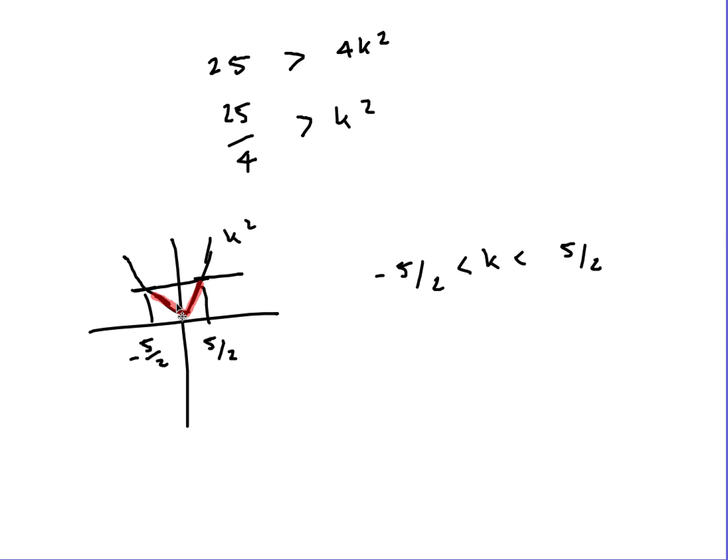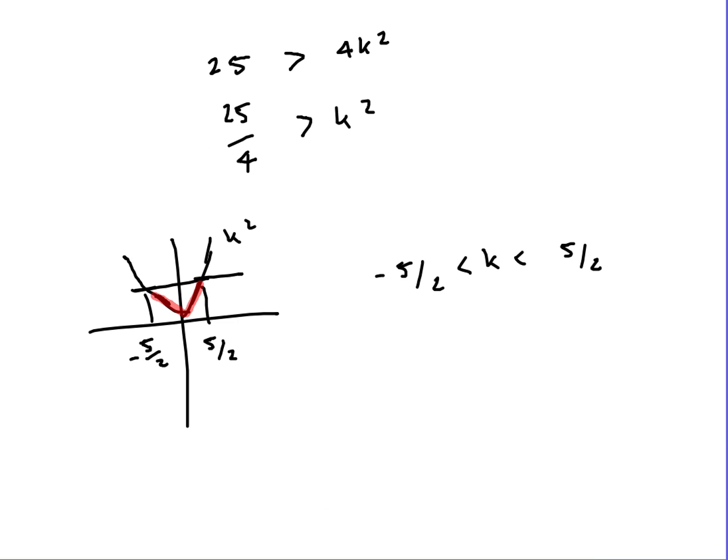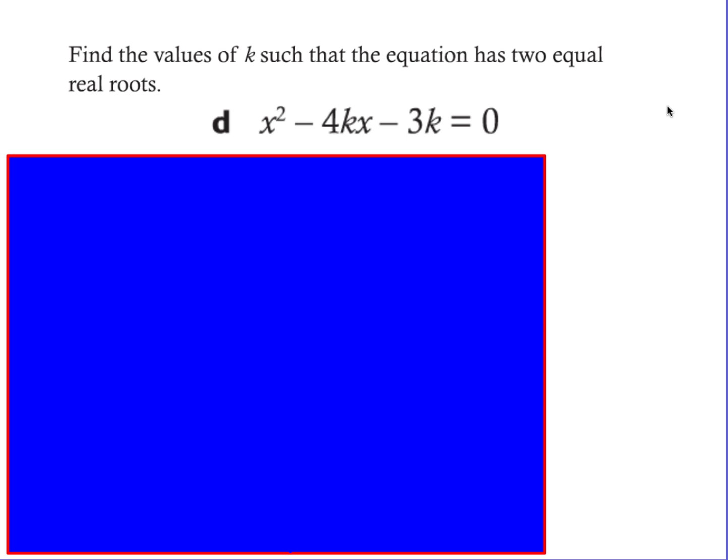Remember, this is not the real quadratic. This is just simply to help us solve the quadratic inequality at the end. Okay, so there we go. So when k is between minus 5 over 2 and 5 over 2, then this original equation will have two distinct real roots. Okay, second question.